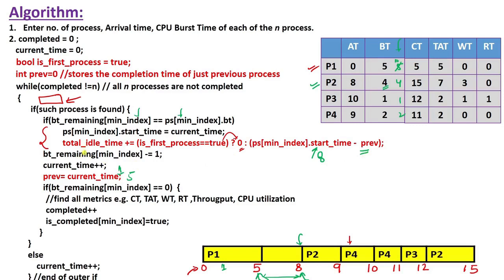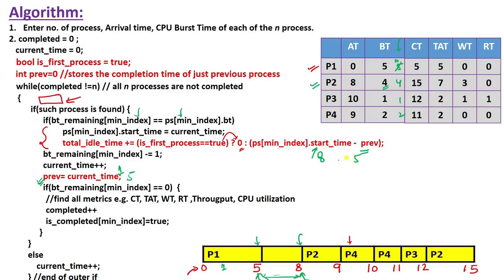Why? Because in this line we will not be coming in this space. When the previous was storing 5, after that we will not come here. Why? Because there was no such process found. We were coming to else. So previous was storing 5 at the last time.